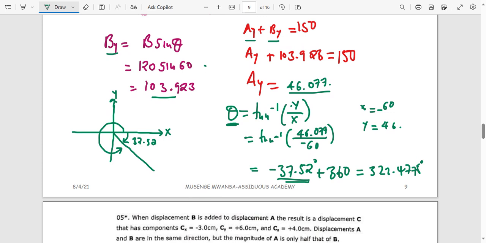Tan inverse of 46.077 divided by negative 60. That is a negative 37.52. The x component is negative, the y component is positive. For this one, no one corrected me, so we were wrong together. Remember, the x component is negative. The y component is not negative, it is positive. So this is supposed to be in which quadrant? Anyone who can tell me which quadrant that is? Second quadrant, yes. So it is here, not the other quadrant.